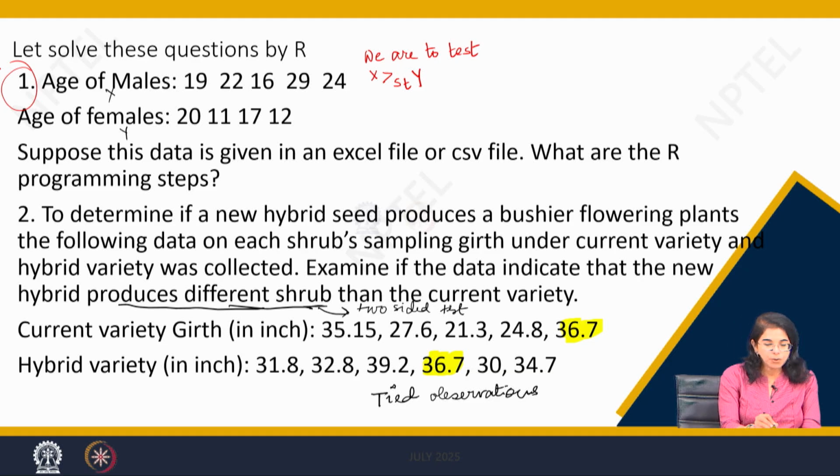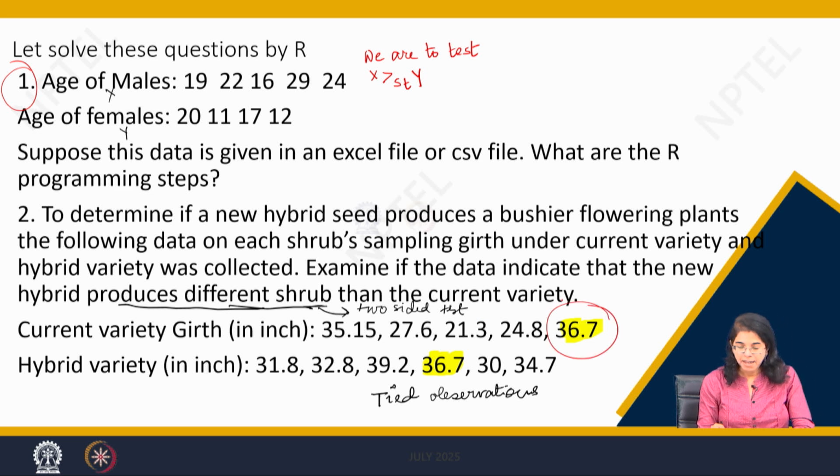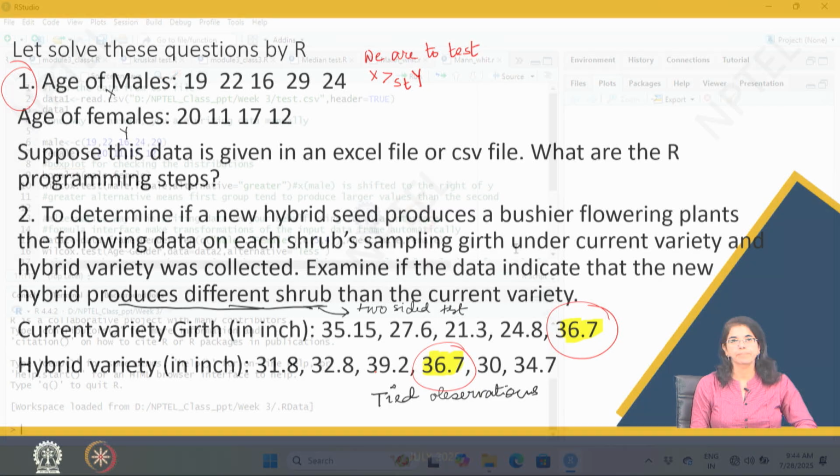Okay. So the first problem doesn't have any tie case, while look at the second problem. We have modified this observation to 36.7 so that it matches another 36.7 that occurs in the second sample. So the second problem is about handling the tie case. Okay, let's open the R window.